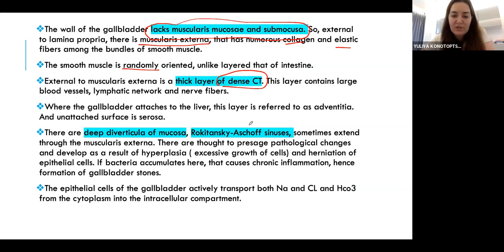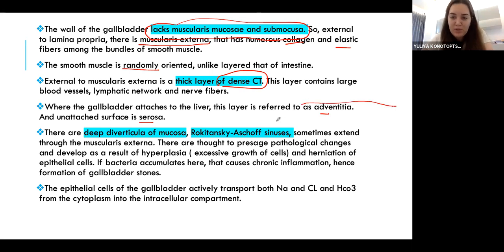The outermost layer of the gallbladder depends, because you remember that if your surface is free, then it is serosa. If it is attaching to another organ, then it is adventitia. So in this scenario, to what are we attaching specifically? Well, of course, to the liver itself, right? So that part of the gallbladder which is facing the liver, its outermost layer will be adventitia. The one which is free, its outermost layer will be serosa.